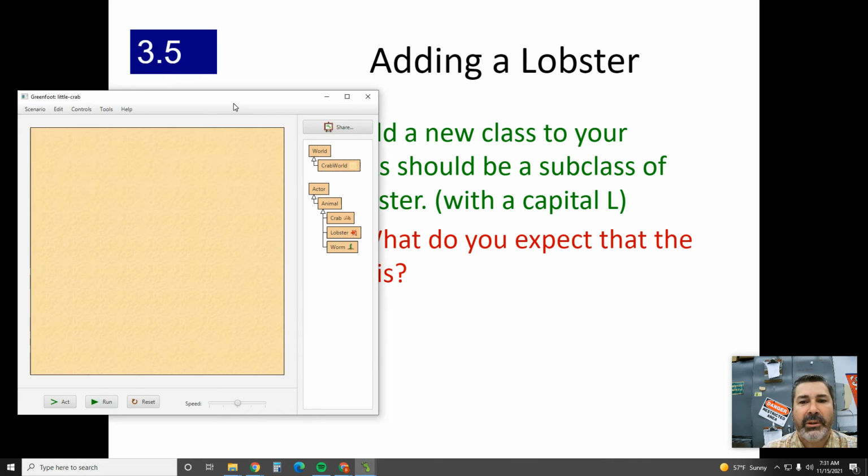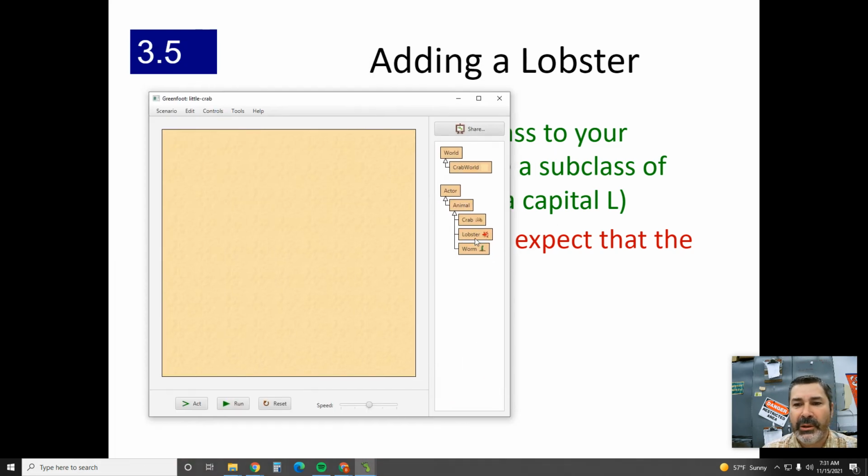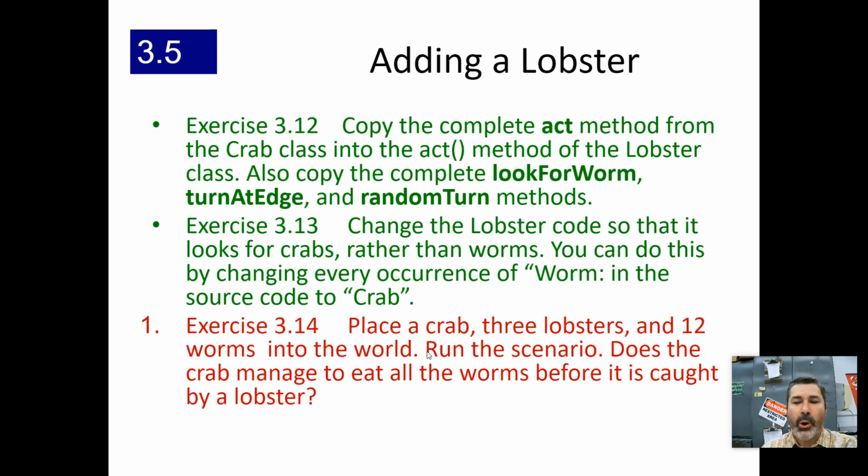All right, and then the question is, what do you expect that the lobster will do? Well, lobster's not going to do anything because we haven't asked it to do anything yet. There's no code in his act method. All right, so now we're going to copy.